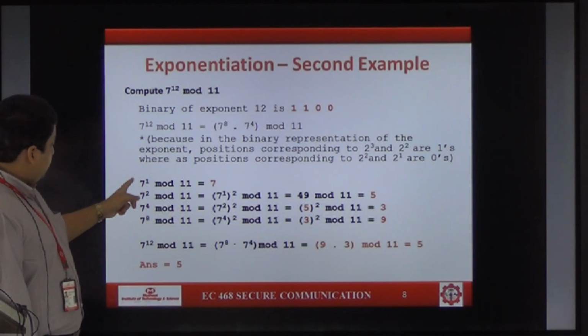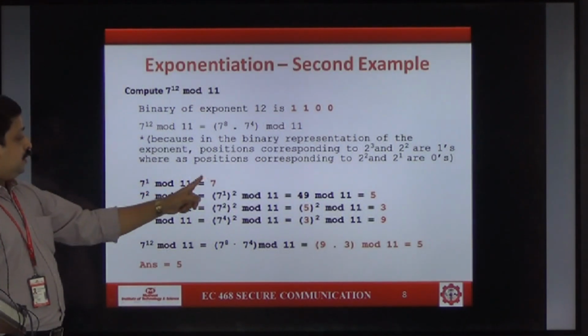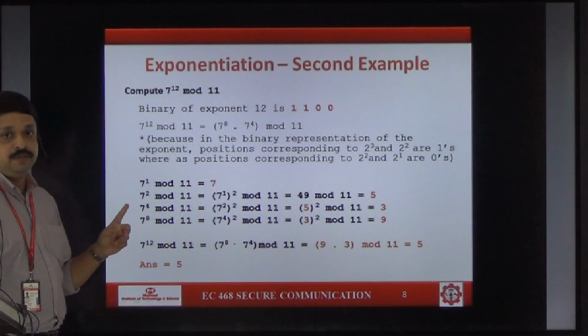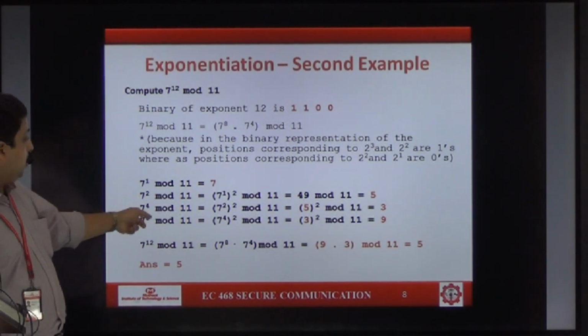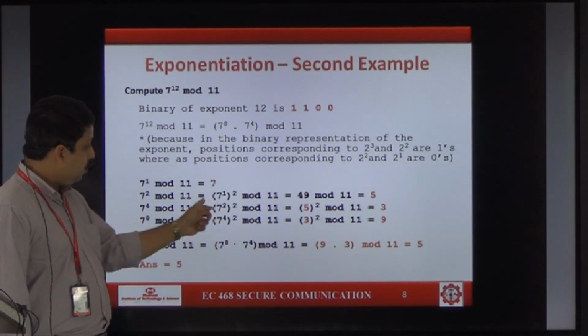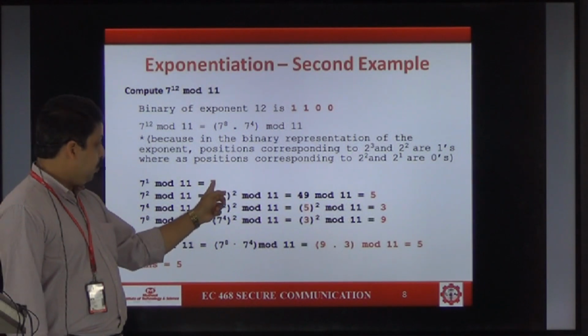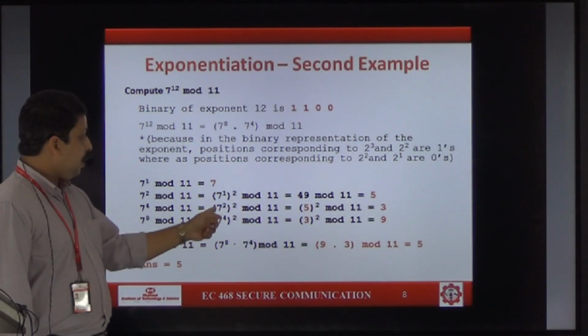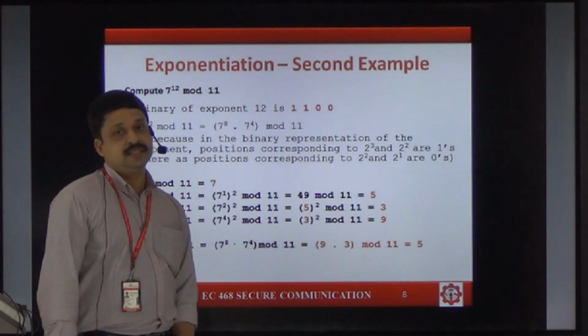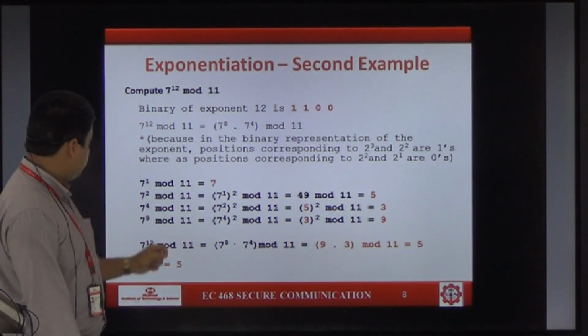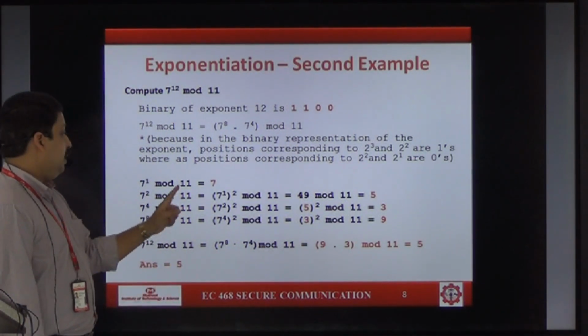So first step is 7 raised to 1 mod 11, that is 7. Next value that we need to compute is 7 square mod 11, that is 7 raised to 1 the whole square mod 11. So this value squared mod 11 means 49 mod 11, the result is 5. So 7 square mod 11 is 5.